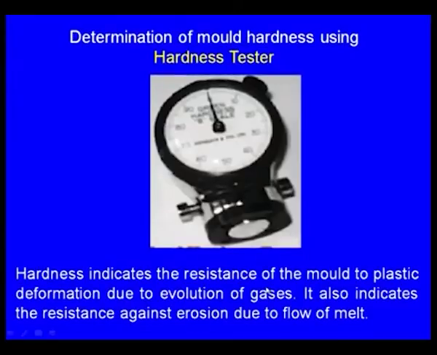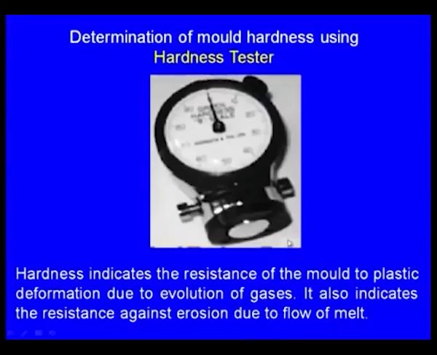Hardness indicates the resistance of the mold to plastic deformation due to evolution of the gases. It also indicates the resistance against erosion due to flow of melt. So, that is the hardness. Now, what do we do? We prepare the sand specimen, and above the sand specimen we take this hardness tester and press it, and here is the knob, and the knob will be pushed up a little.